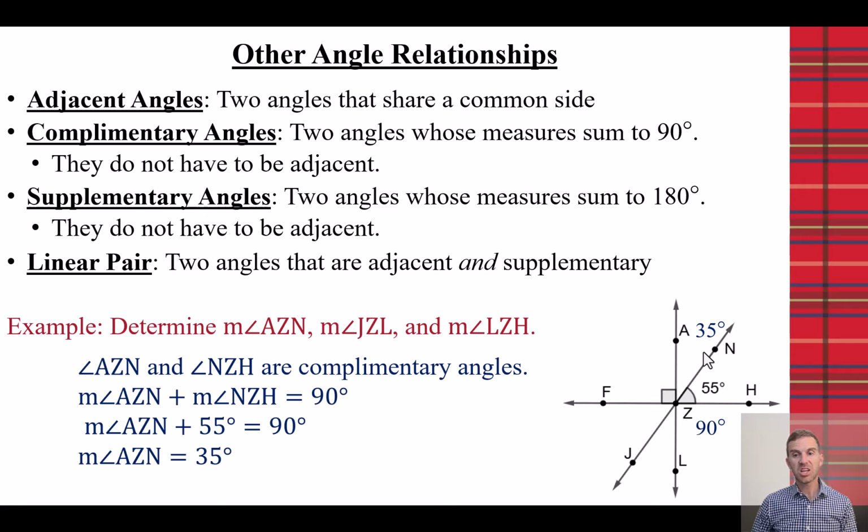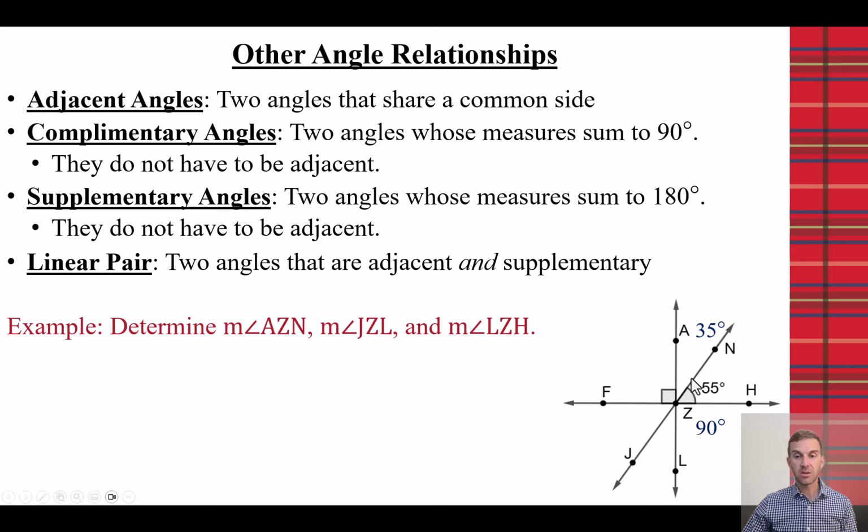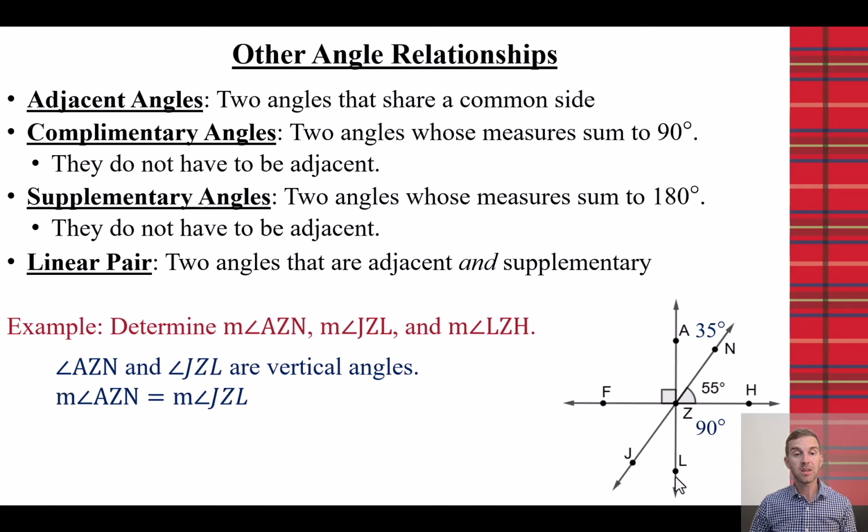Last thing then is, well, what's JZL? What we should notice though is AZN and JZL are vertical angles to one another. And we know that vertical angles are congruent. So the measure of angle JZL must also be 35 degrees.